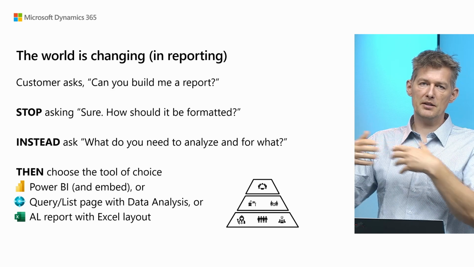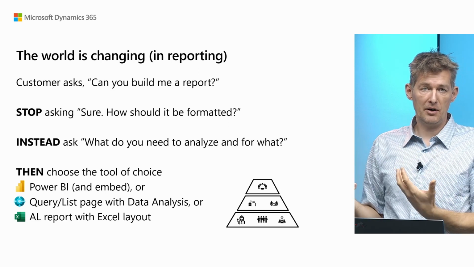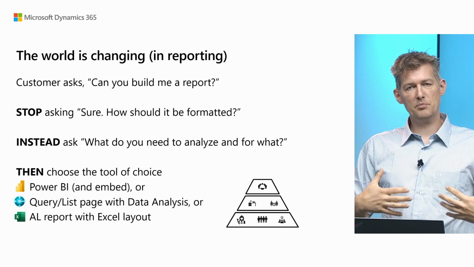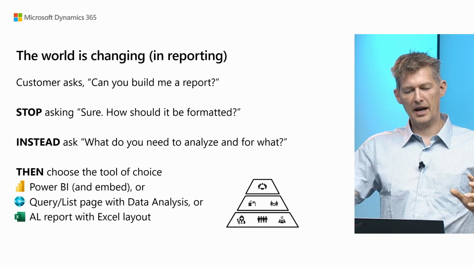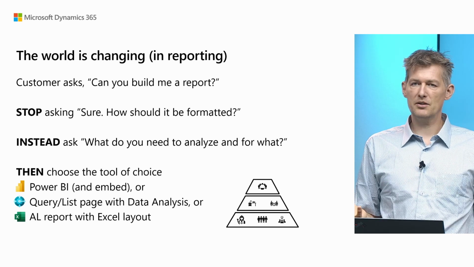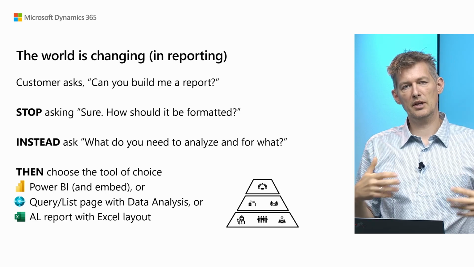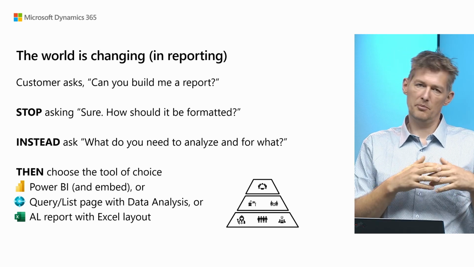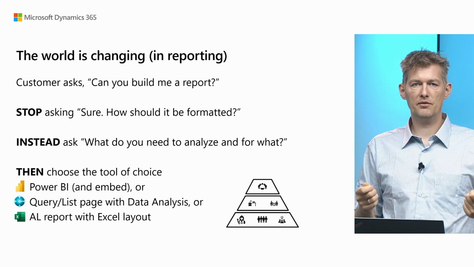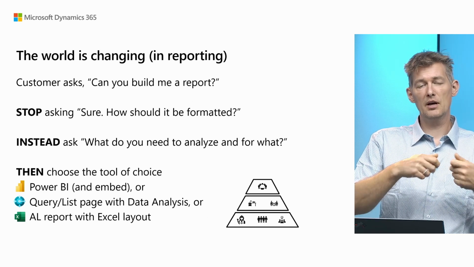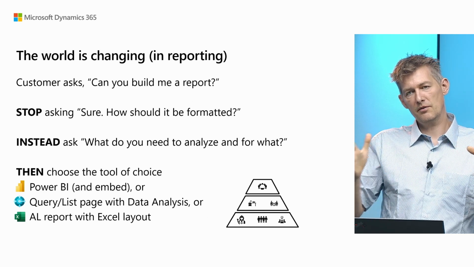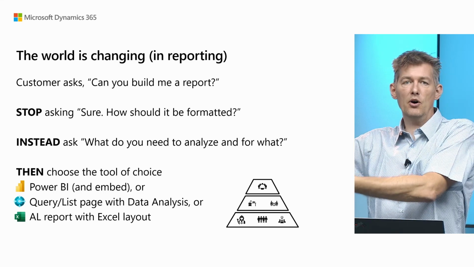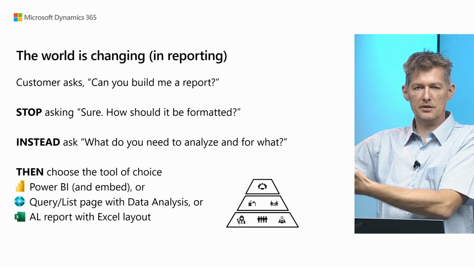Maybe for KPIs, Power BI and embedding Power BI is the thing. Or as we saw in this presentation, the query list ad hoc analysis might just be the report that they want, but it's not a traditional Business Central AL report, because it's just a definition of things. For queries, it would be, what is the data set I need to mash up for you, dear customer, so that you're unblocked with your ad hoc analysis.